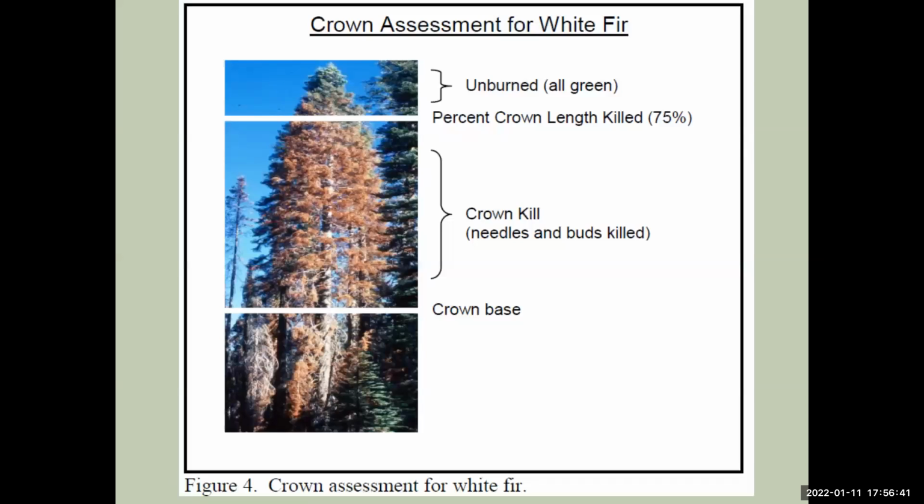Here's an example of sizing up a white fir and coming up with your crown length killed percent. So you can see where the crown base is on this tree. There are some other smaller trees at the bottom that have red needles, but those aren't part of the larger tree. So that's where the crown base is on the bottom there. And then we pick the line of best fit towards the top to divide the crown kill area from the unburned. And for this tree, it's estimated about a 75% crown length kill.